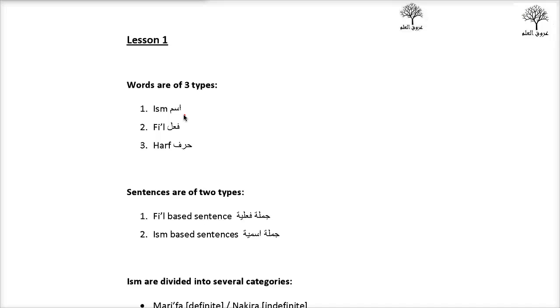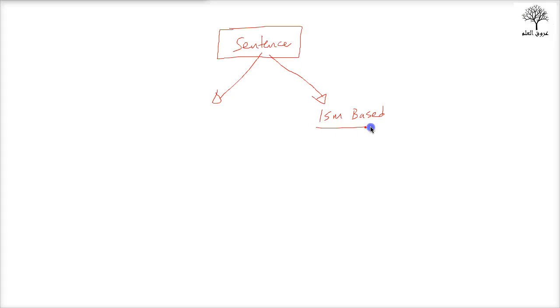When we talk about isms and fi'ls, these are the two main kinds of words that we really want to focus on. The reason is that when you study Arabic grammar, what you want is a sentence. That's all you're after. We're after sentences, not individual words per se. A sentence is of two types: either an ism based sentence, or a fi'l based sentence. So every single sentence in the Quran is either an ism based sentence or a fi'l based sentence.